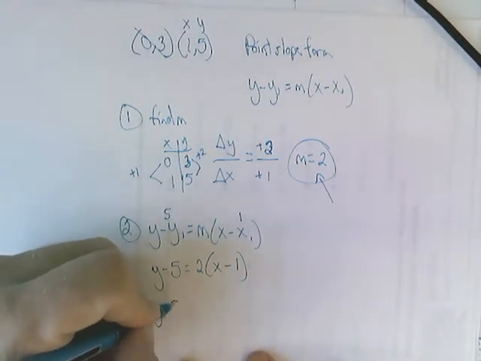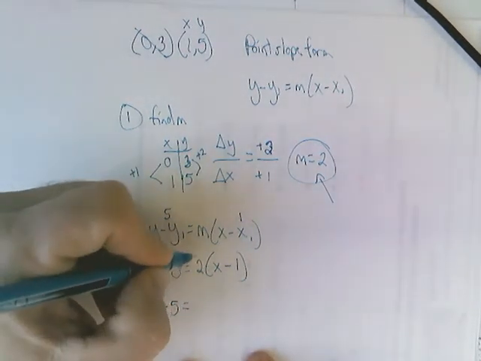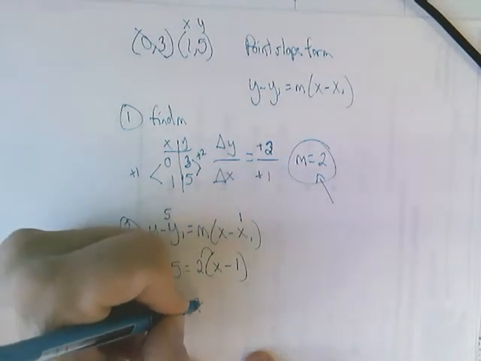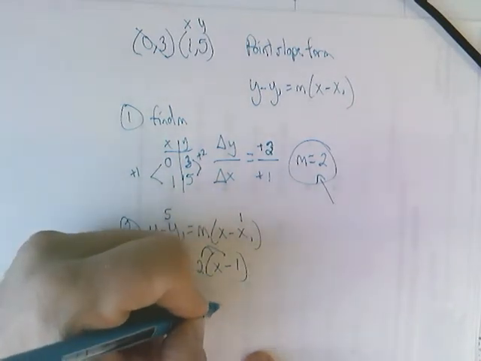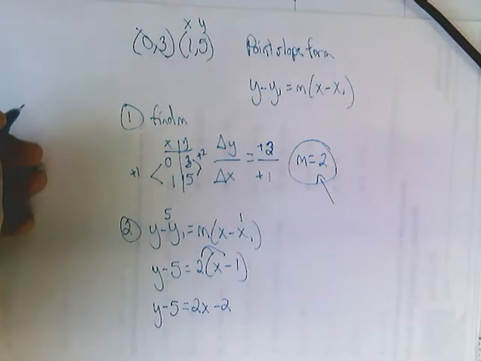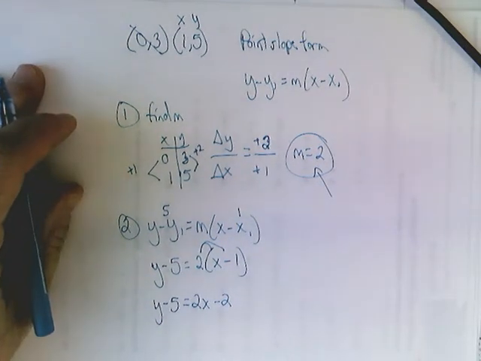Now I'll start to distribute. 2 times x is 2x. 2 times negative 1 is negative 2. So I only distribute at this point.